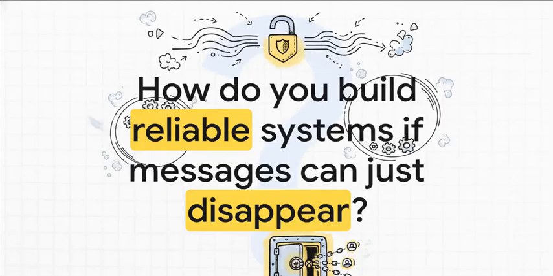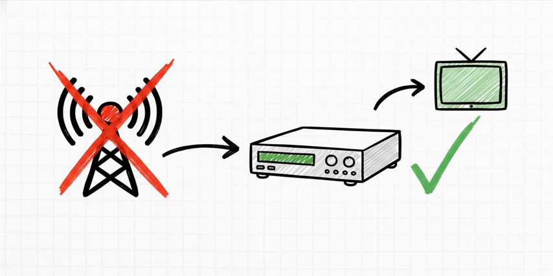So you can see the dilemma this creates for developers, right? How in the world do you build a truly reliable system? I'm talking about things like financial transactions or critical medical alerts, if your messages can just vanish into thin air. Well, the solution is to completely change the way you think about it.